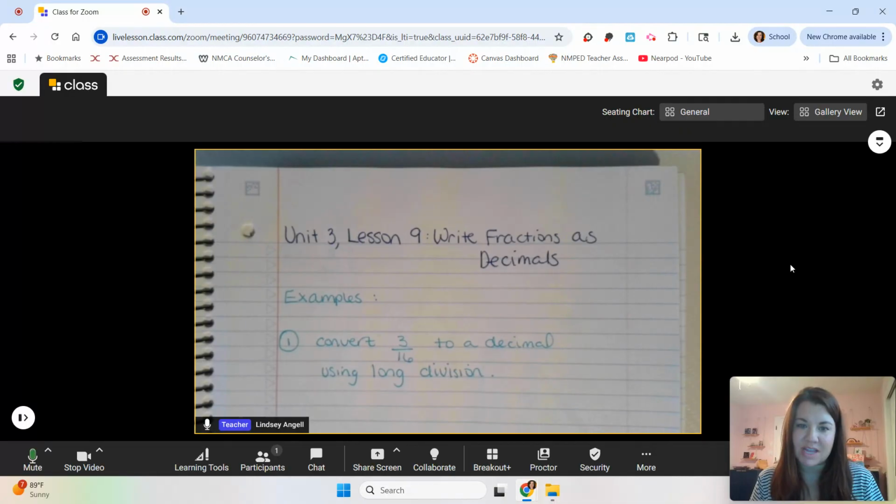Welcome to Unit 3, Lesson 9, Writing Fractions as Decimals. So in the last lesson we did the opposite. We went from decimals to fractions. Now we're going to go fractions to decimals. And the reason why this is important is because every number has either a decimal value or a fraction value. They can be written either way, rational numbers anyway, right?